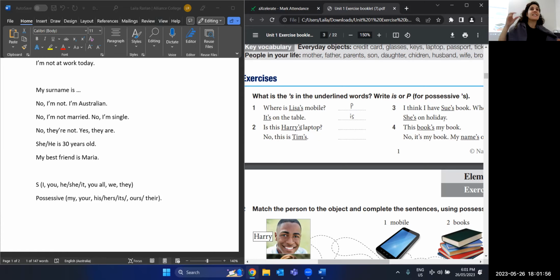And remember the S, Z, like a buzzing bee. Is this Harry's laptop? Think of a buzzing bee always. Z, you know, Z, is this Harry's? You should hear yourself say Z. Is this Harry's laptop? No, this is Tim's.